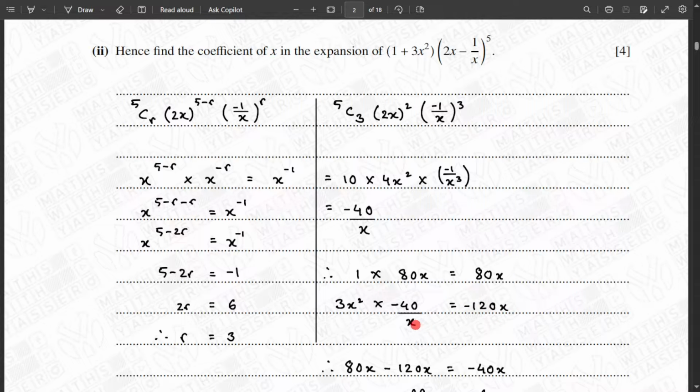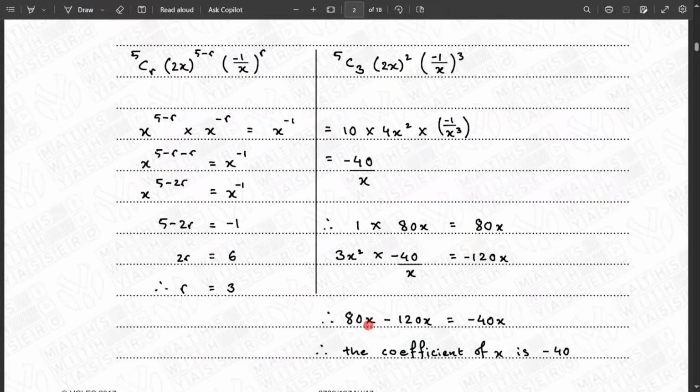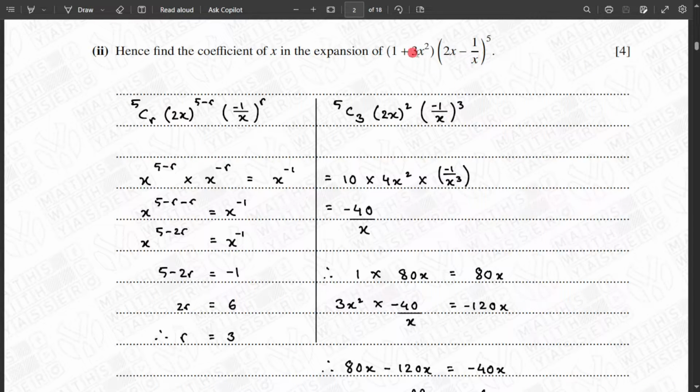That is the reason why we needed to find the coefficient of x^(-1). When you are multiplying 3x^2 with -40 over x, the x will cancel out, and you will be left with -120x. So adding these two will give us 80x minus 120x, which is equal to -40x. So the coefficient of x is -40 when you are multiplying this expansion with this.